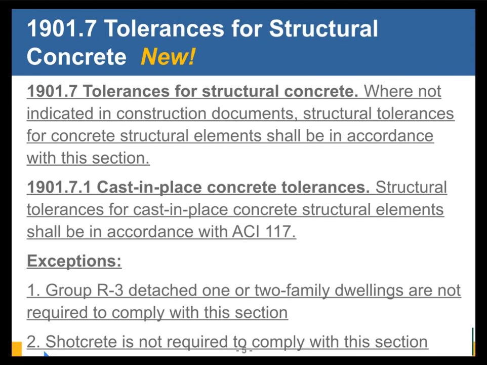There is a brand new section on tolerances. For cast-in-place concrete, we are being asked to comply with ACI 117. That is the ACI document on tolerances for cast-in-place concrete construction. There are a couple of exceptions. Group R3, detached one or two family dwellings are not required to comply with this section. Also, shotcrete is not required to comply with this section.